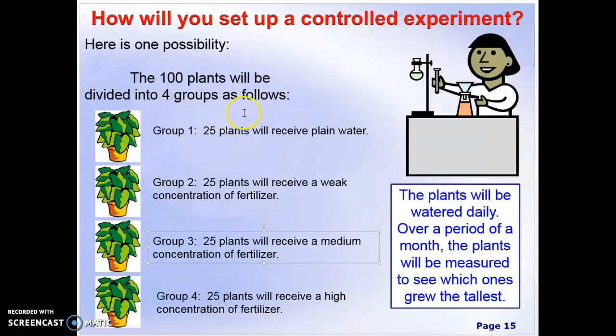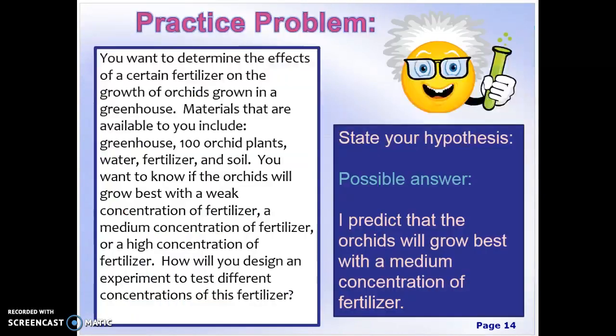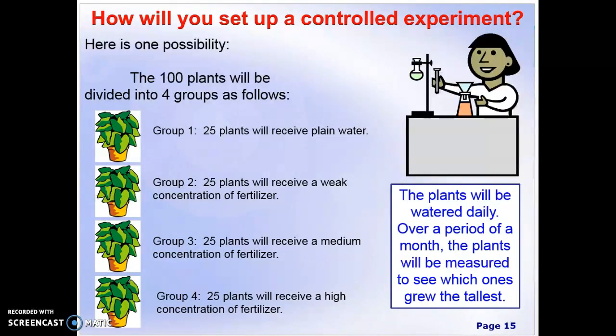Now, if we were to go through and label these, what would be our independent variable? Well, what are we changing? We are changing on purpose the amount of fertilizer. So that's our independent variable, because I'm changing the amount of fertilizer we have. The dependent variable is how much the plants will grow. That's what we're going to measure.